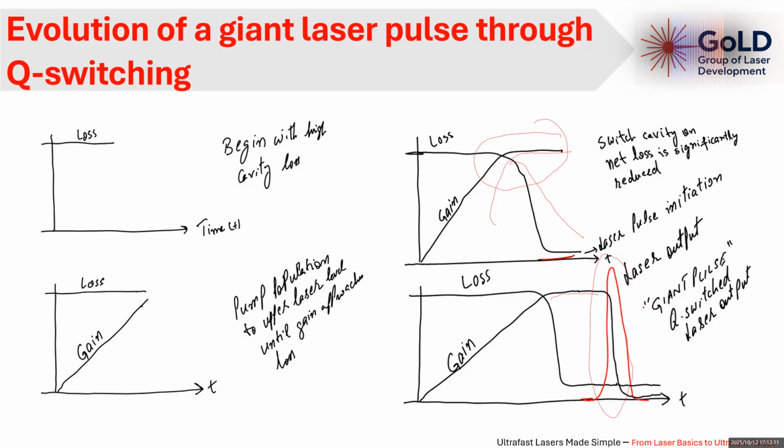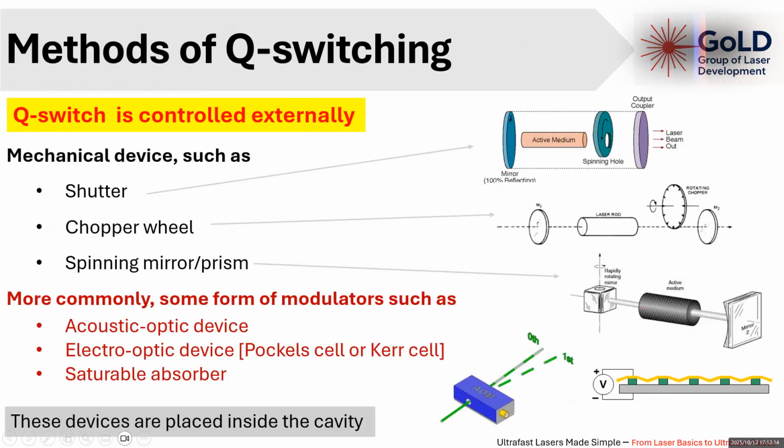Today's lecture is on methods of Q switching. You can categorize them into three kinds. The first one, as you see here, is the mechanical method. Mechanical method means that some kind of mechanical device is used.